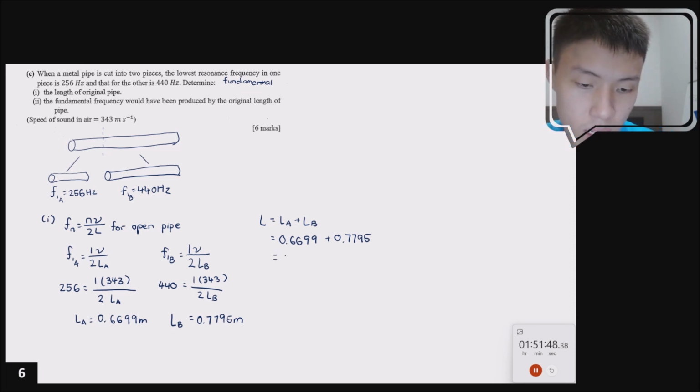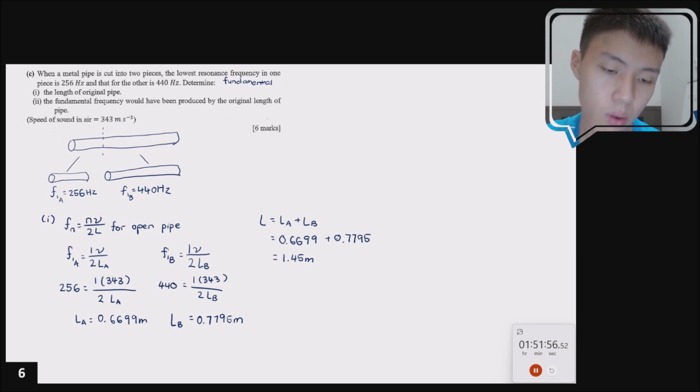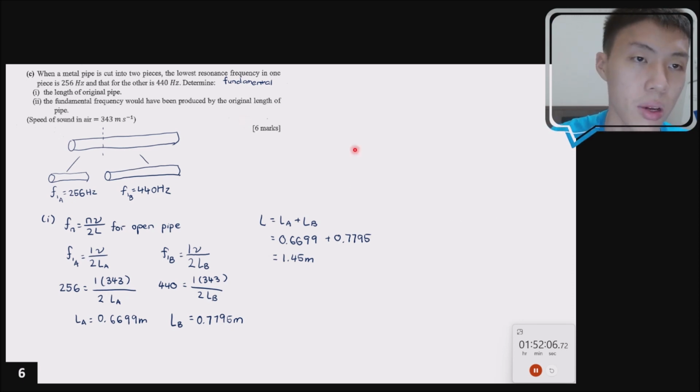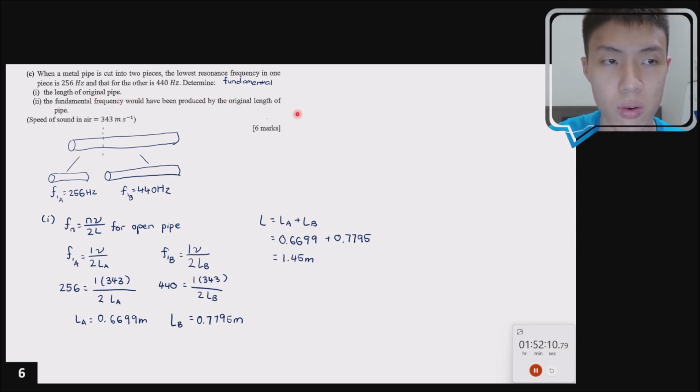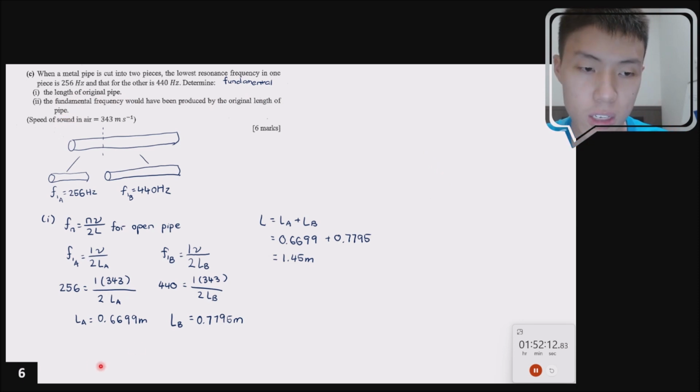Okay, so I'll get here 1.45 meter. Now I've obtained my answer for the original length. What I need to do now is the second question. The second question asks me to find the fundamental frequency that would have been produced by the original length of the pipe.